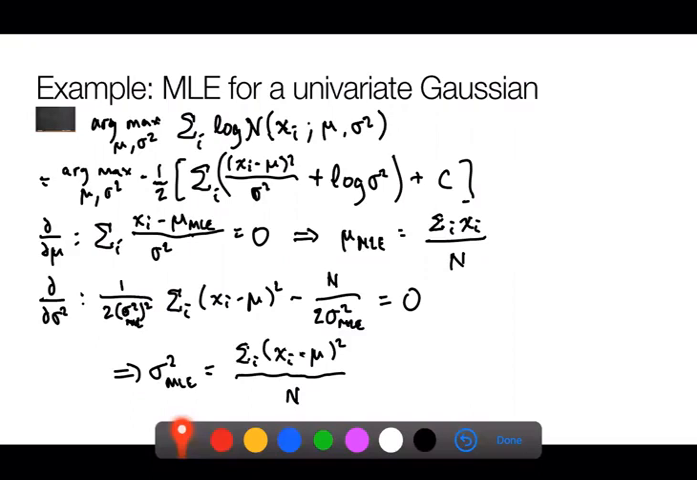Okay, so that is wrapping up our example from last time about how to do maximum likelihood estimation for a Gaussian. Today we'll get into some more stuff about MLE and some hopefully more interesting stuff, some more stuff that's directly relevant to machine learning.